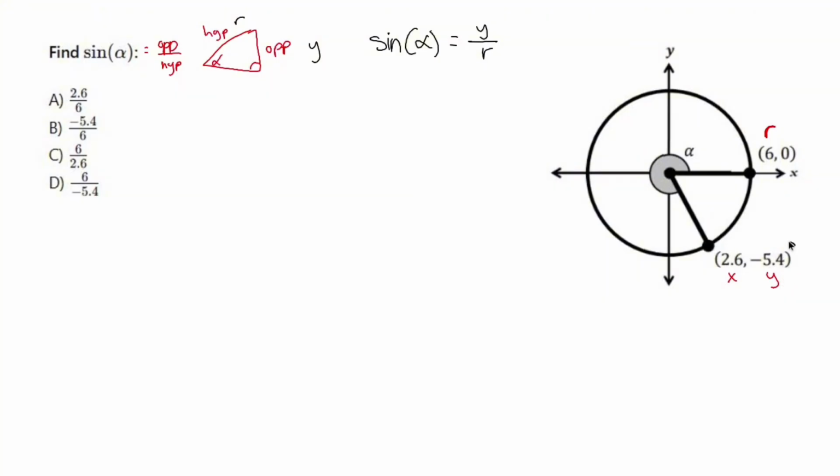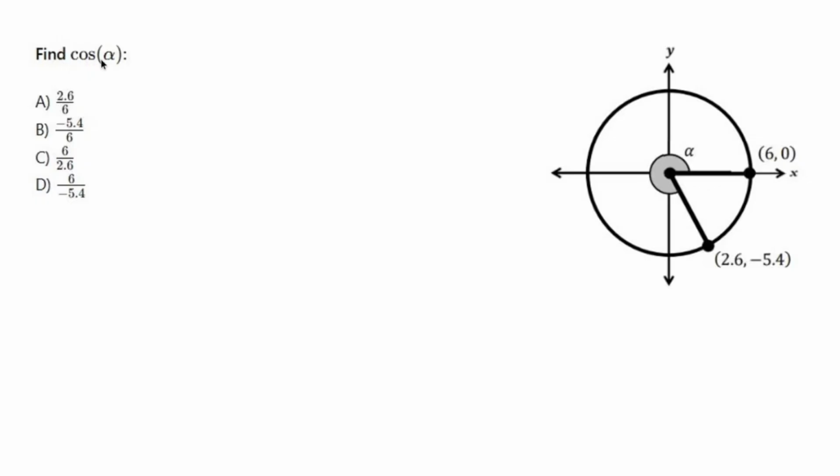In this case, my y is negative 5.4 and my r is 6. So sine alpha is going to equal negative 5.4 over 6, which is going to be B. Once you have this memorized, life is going to be a lot easier when you run into problems like that. Find cosine of alpha.